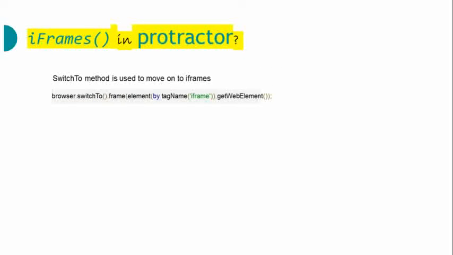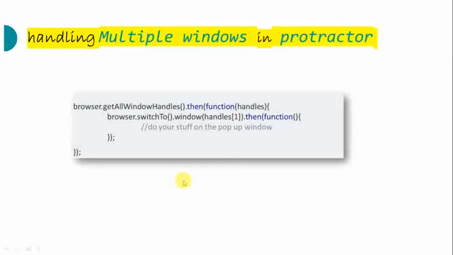How can you handle an iframe? Again, you can use the same method, switchTo, to move on to the frame. You can mention the frame ID or the frame name to move on to the frame. Handling multiple windows in Protractor, again you have to use the switchTo method and then you can pass the handle array list which has all the handle information. If you mention the index, then it will jump to that handle, another handle.